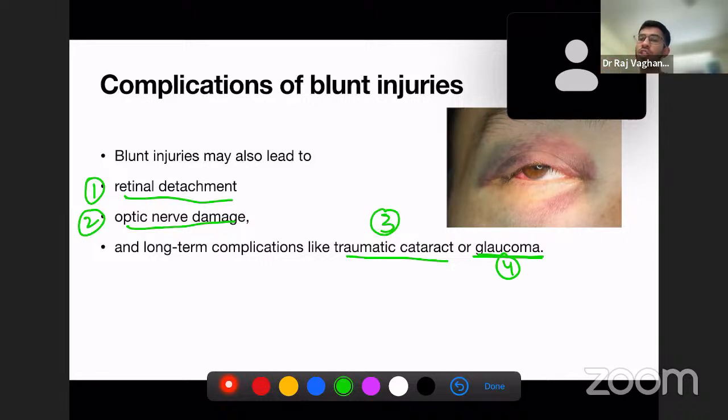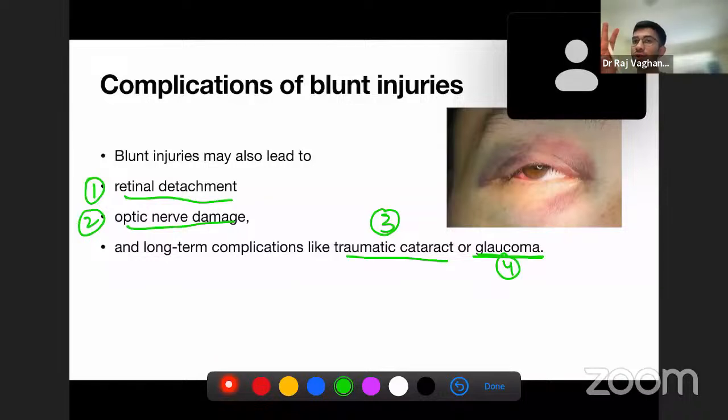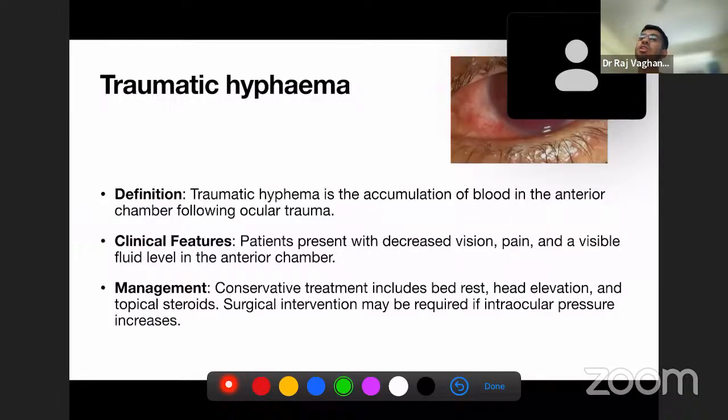So we have discussed the classification of ocular injuries and the effect of blunt injuries. In that, we discussed 4 points. Try to remember them: the first is commotio retinae, second is vitreous hemorrhage, third is lens dislocation, and the fourth is hyphema. And we discussed the 4 complications of blunt injuries: retinal detachment, optic nerve damage, glaucoma, and cataract. So this was about the classification and types of ocular injuries.